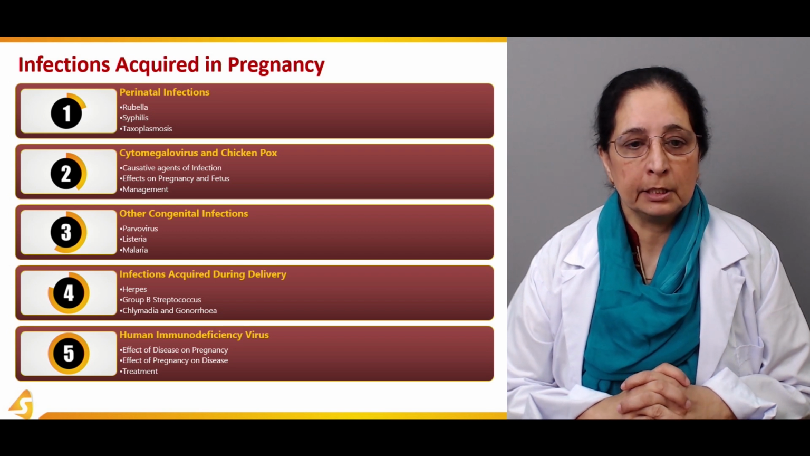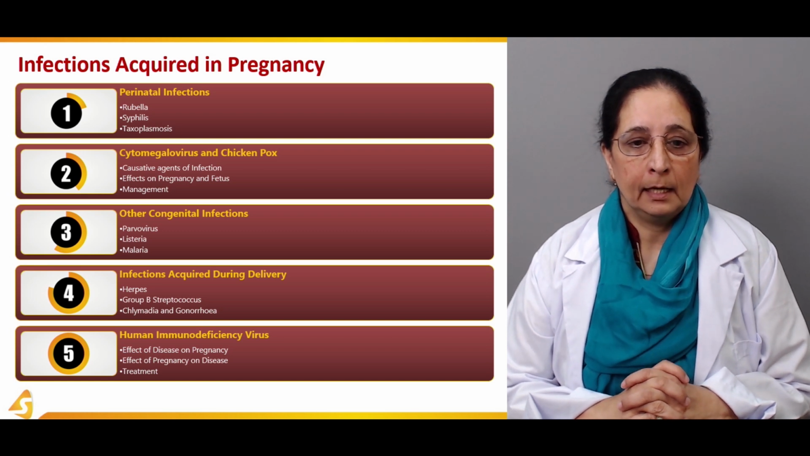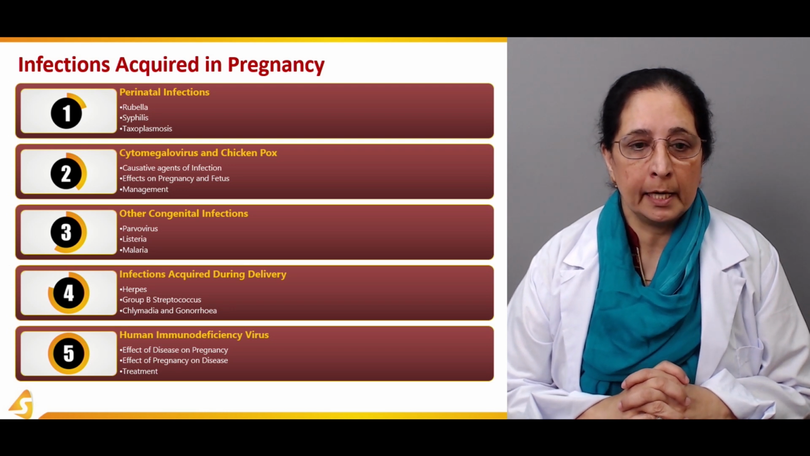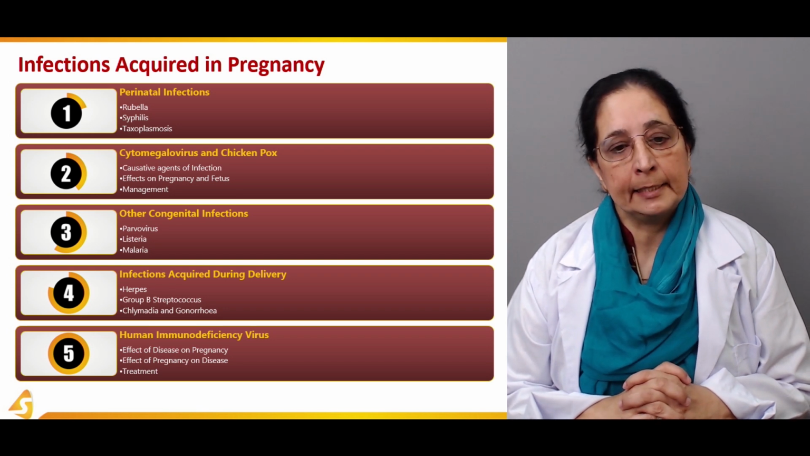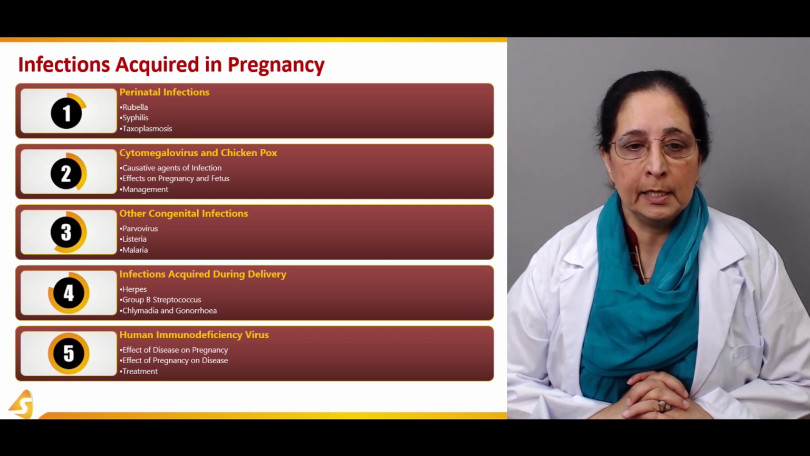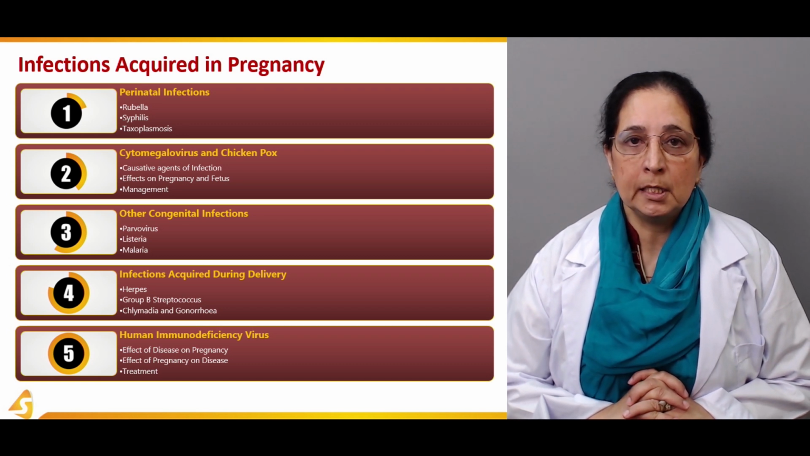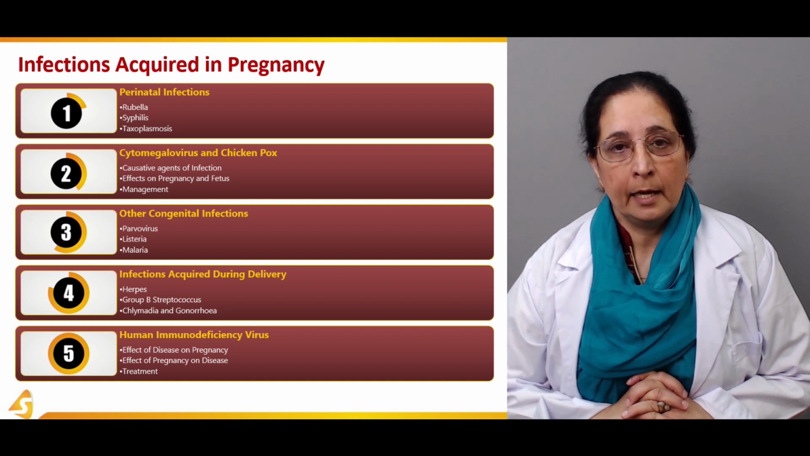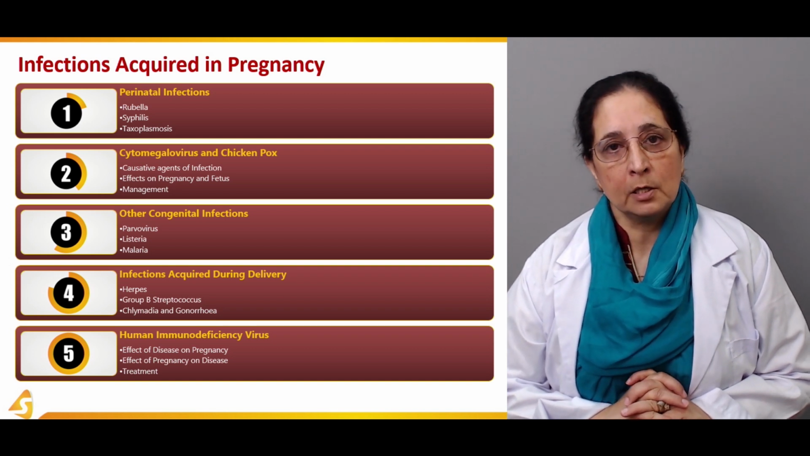Then in the fourth section, we will talk about the infections acquired during delivery, like herpes infection, group B streptococcus, and chlamydia and gonorrhea. Then in the fifth and final section, we will talk about the HIV, human immunodeficiency virus, and what are the effects of disease on pregnancy, effect of pregnancy on the disease, and how it can be treated and managed. So very, very important topic.